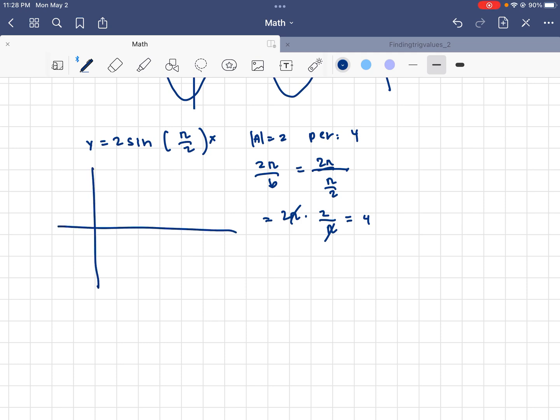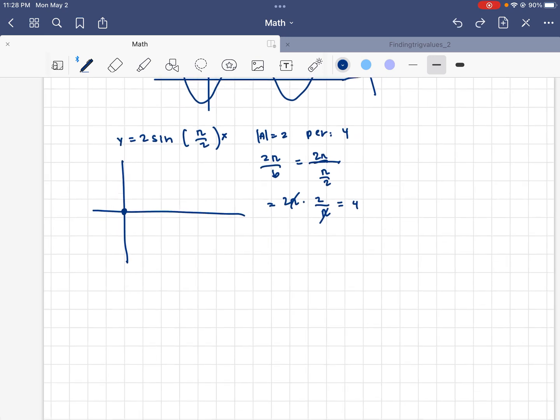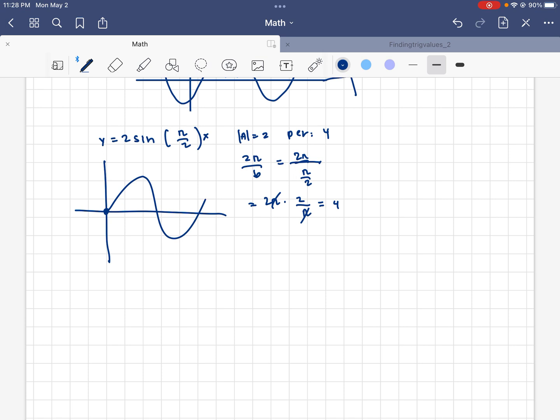Okay, so knowing that, let's draw a plane. So there is no shift here, and we know for sine, one of the intercepts is at 0. So we're going to draw one at the origin, and then the period is 4, meaning that one cycle will end at 4. So 1, 2, 3, 4. It's going to end here.